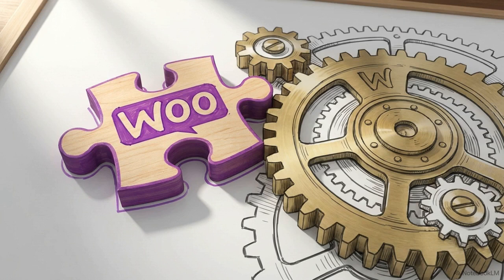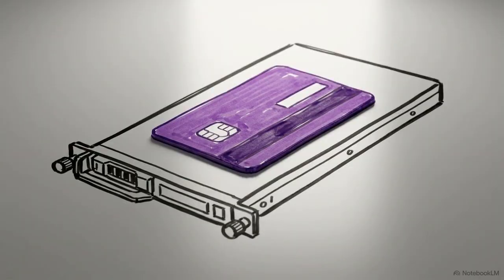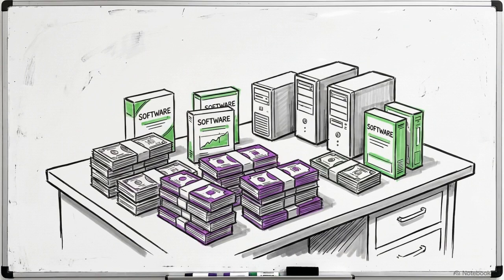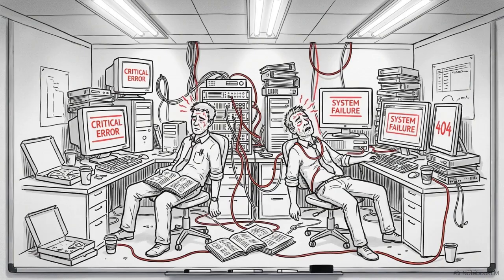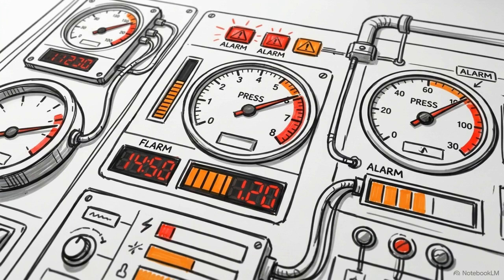WooCommerce is a self-hosted platform that functions as a free plugin layered on top of the WordPress engine. While the core software is free, the financial responsibility shifts. You must purchase your own hosting and often invest in premium plugins to achieve the same functionality found in SaaS systems. This self-hosted model places the operational burden on your team. You are responsible for managing security patches, server performance, and regular software updates.